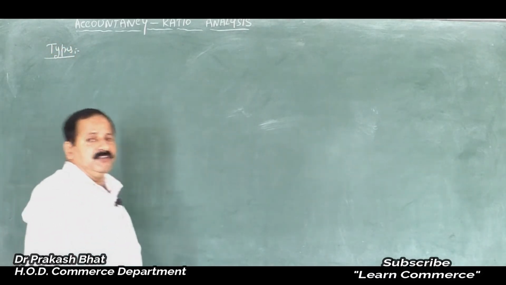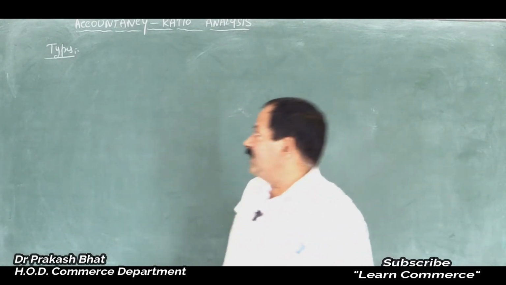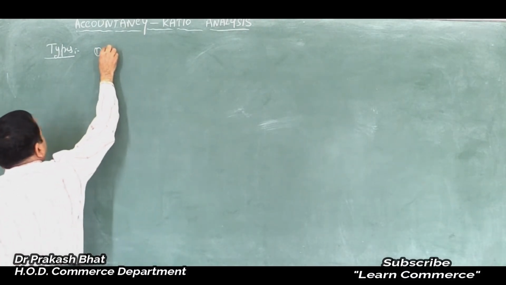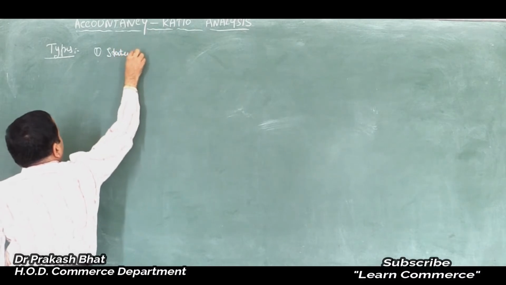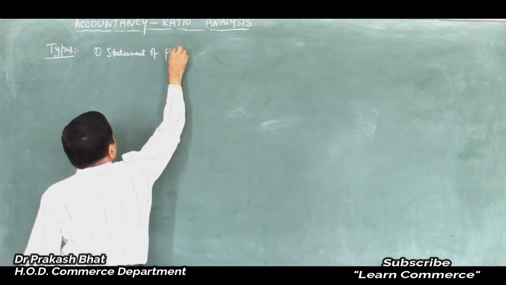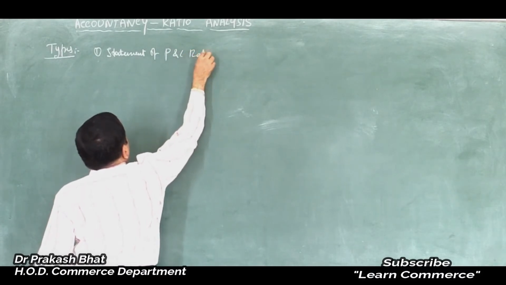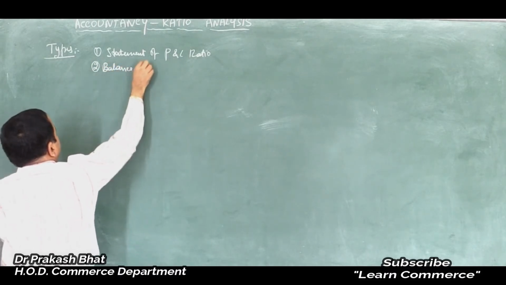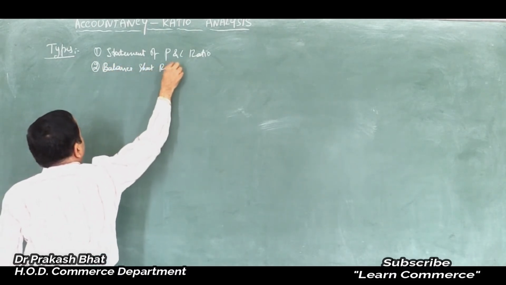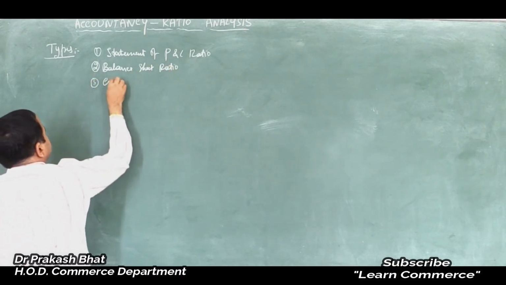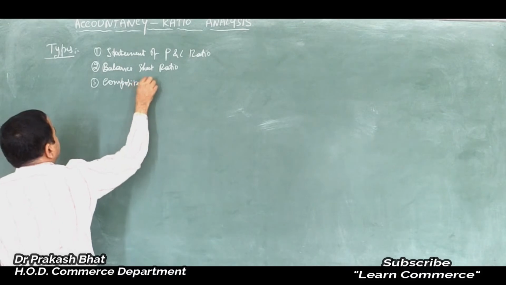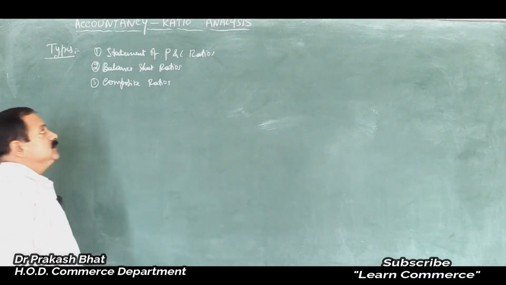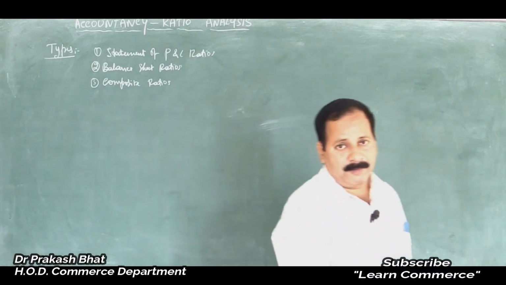Traditionally, we used to classify the ratios into three categories. That is, a statement of profit and loss ratio, that is, a profit and loss account ratio. Here we will call it statement of profit and loss ratio, then balance sheet ratio, and the third one is composite ratios. So this is the traditional classification of ratios.